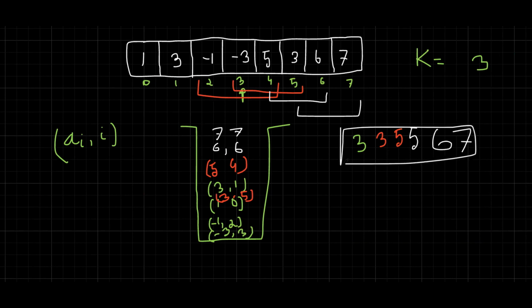Finally, we have to return this array. And this is how we're going to solve this problem by using the priority queue. I hope you understood the algorithm. Now let's move on to the code.